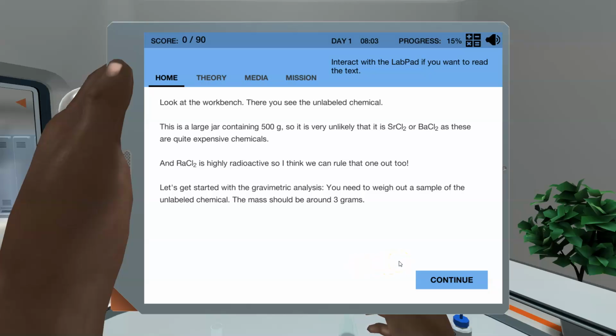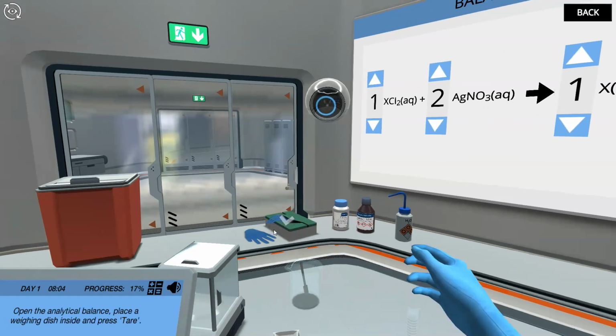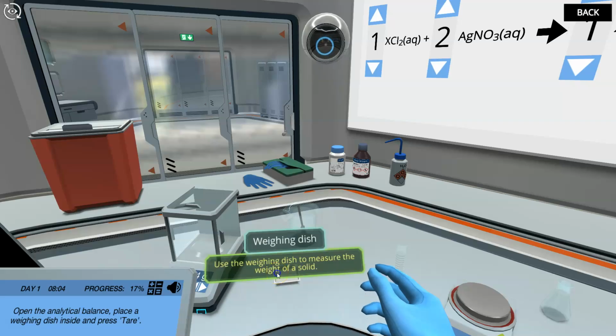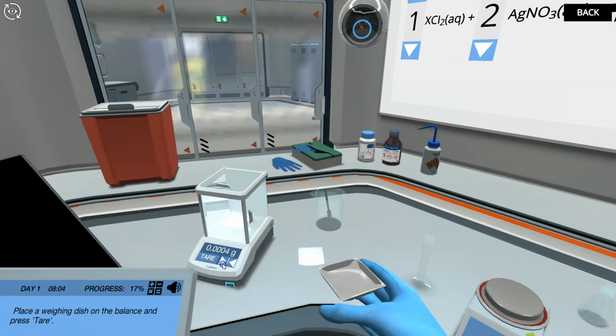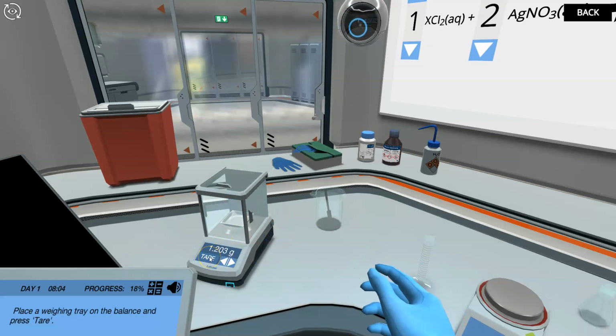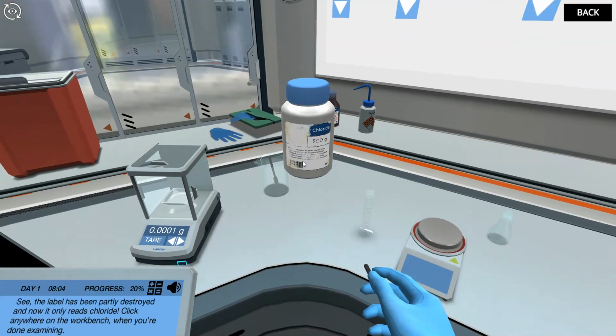You need to weigh out a sample of the unlabeled chemical. The mass should be around 3 grams. Put on a pair of gloves. Open the analytical balance, place a weighing dish inside and press tare. Click the unlabeled chemical to examine it. See, the label has been partly destroyed and now it only reads chloride. Click anywhere on the workbench when you're done examining.